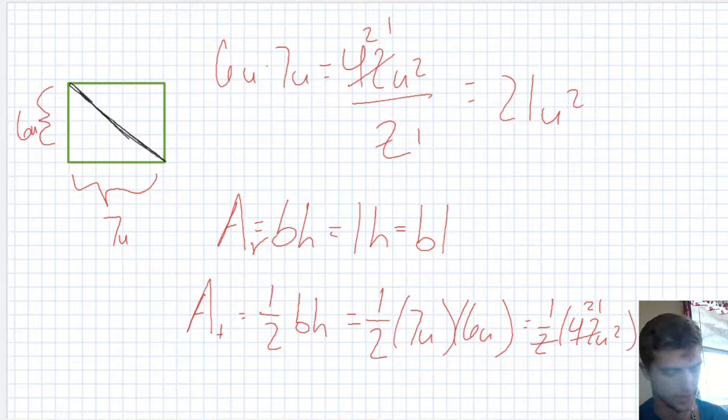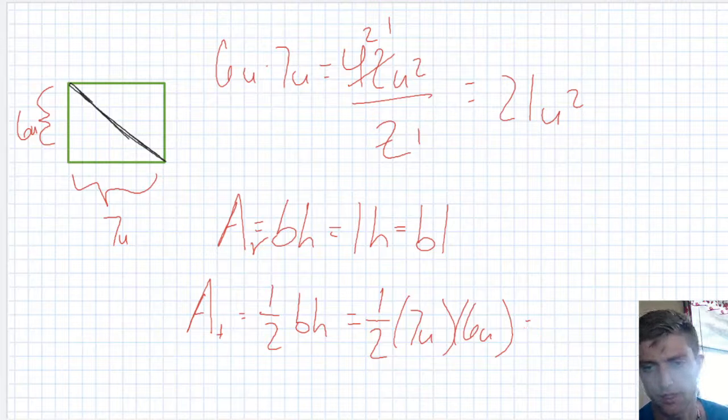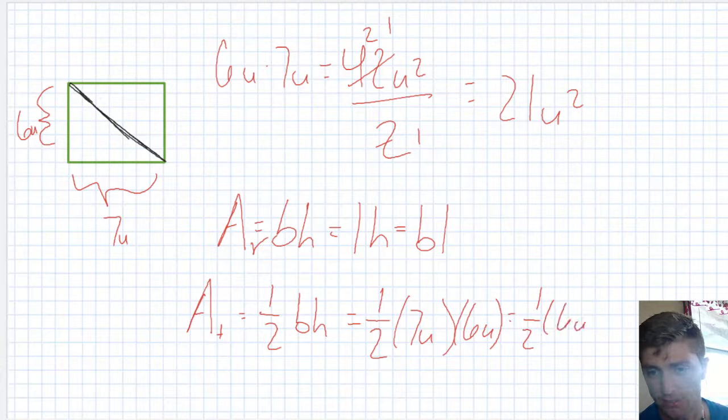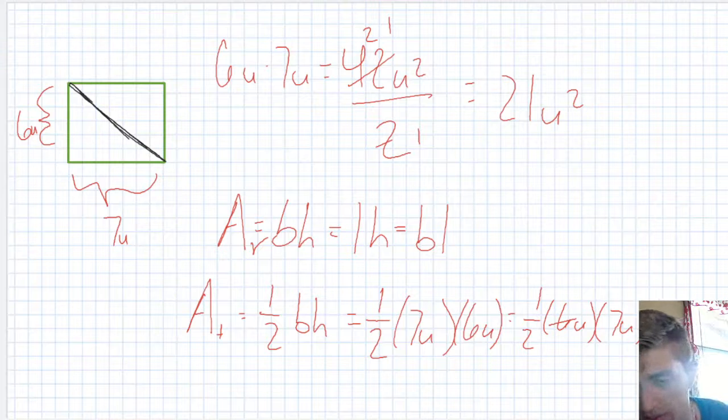Now, another thing we can do, remember our commutative property? That tells us that we can do multiplication in any order we want. So let's back up to right here. As long as we're multiplying, we can change the order that we do it in. So instead of doing 7 times 6, let's go ahead and flip it: 1/2 times 6 units times 7 units. And now we can cut our 6 in half, because 6 times 1/2 gives us 3, and now we're just left with 3 times 7, which gives us 21 units squared.